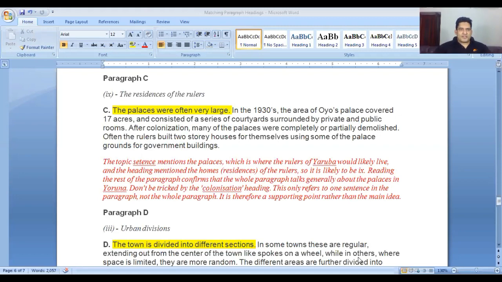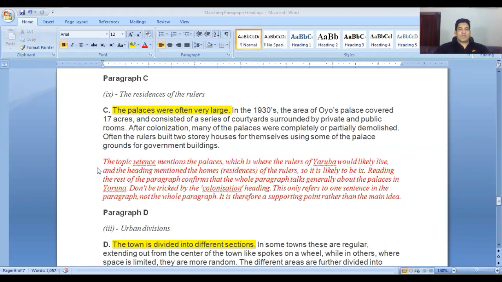Now, the paragraph C. The answer for paragraph C is the residence of the rulers. Now, first of all, look at the topic sentence. In the topic sentence, I have underlined this. The palaces were often very large. So the palaces are used by the rulers. So that's why it's a direct link with that.